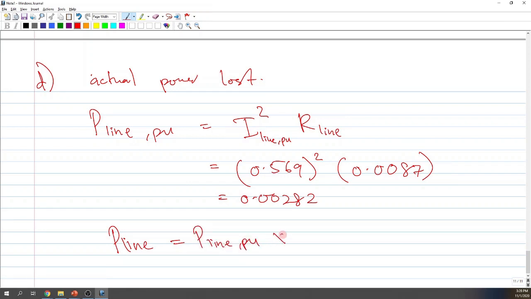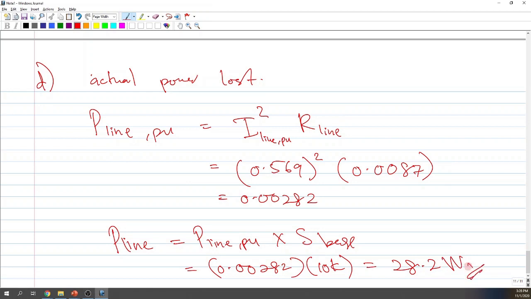Okay, so untuk actual, so same like before so kita punya P line PU darabkan dengan S base. Okay, so 0.00282. So kita darabkan dengan 10K tadi. Okay, kita dapat 28.2 watt. Okay, so itu adalah dia punya cara calculation dia lah macam mana nak jadikan dia base. So from base kepada PU and then PU kepada actual value.